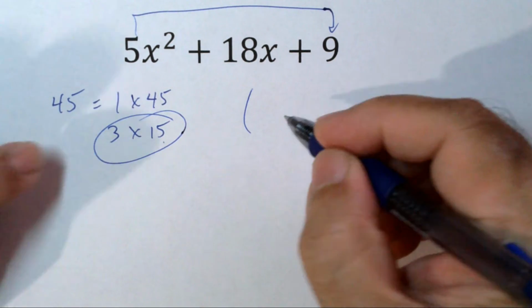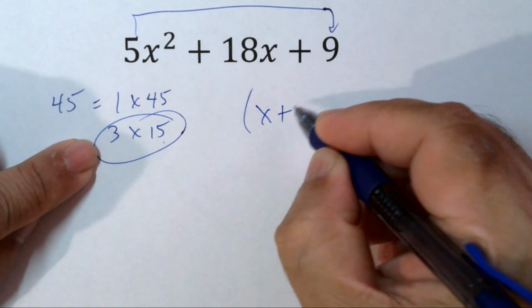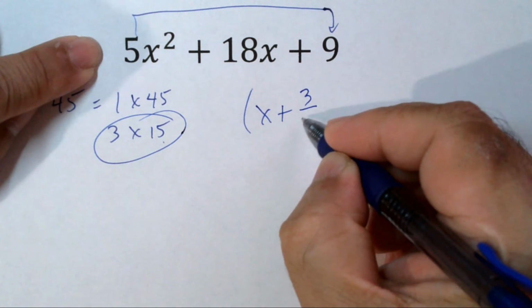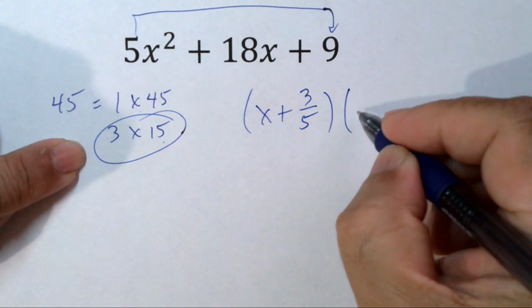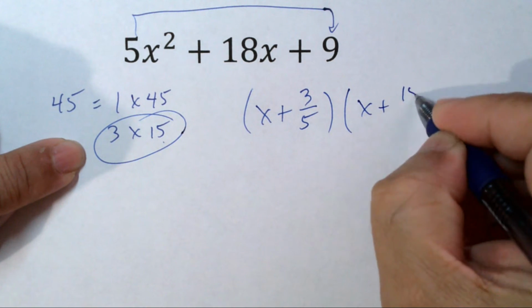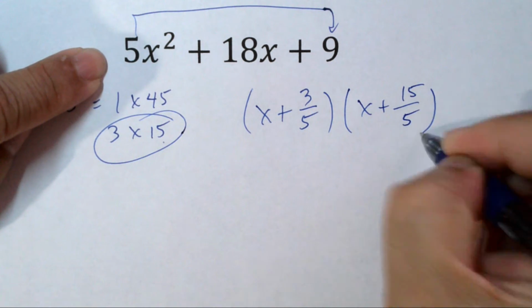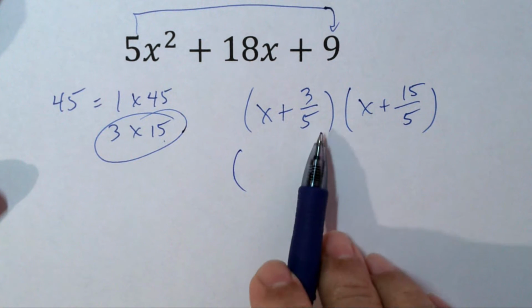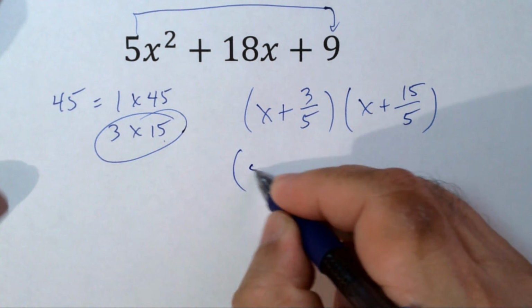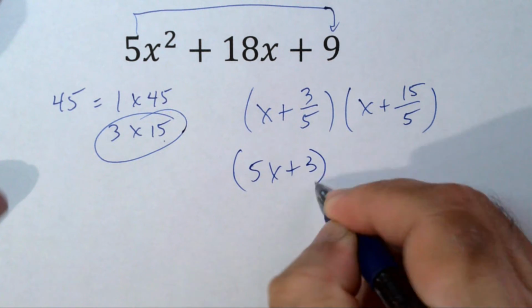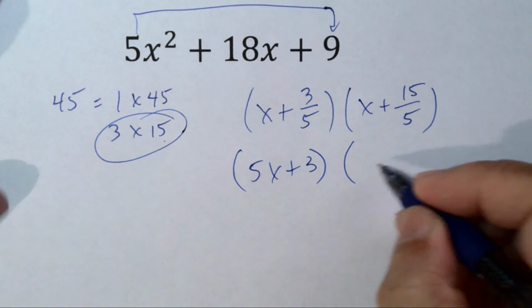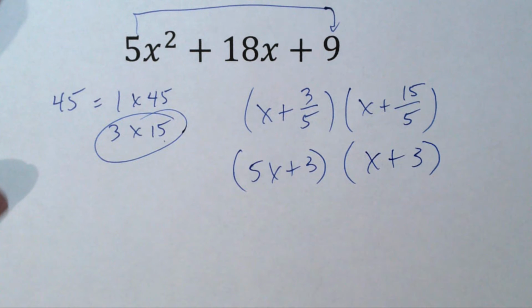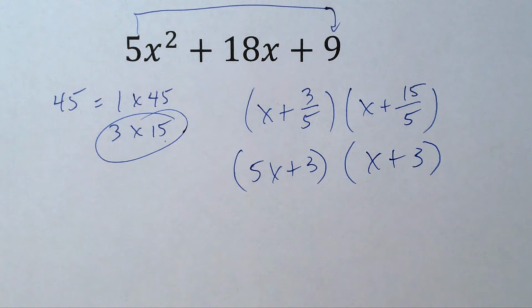So you're going to write x plus 3 over the leading coefficient and x plus 15 over the leading coefficient. Simplify, and if it doesn't simplify, bring the denominator forward. So it's 5x plus 3, since 15 over 5 simplifies to 3. And that's the answer. Next example.